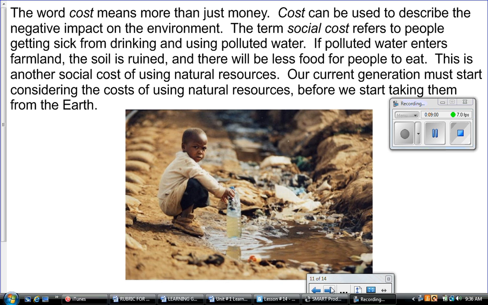The word cost means more than just money. Cost can be used to describe the negative impact on the environment. The term social cost refers to people getting sick from drinking and using polluted water. If polluted water enters farmland, the soil is ruined and there will be less food for people to eat. This is another social cost of using natural resources. Our current generation must start considering the costs of using natural resources before we start taking them from the earth.